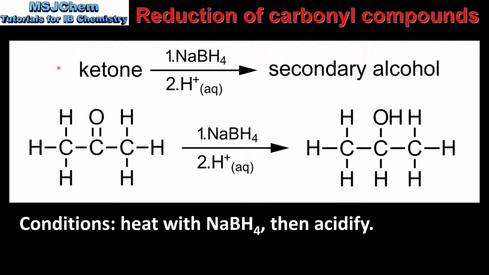Next, we have the reduction of ketones. So ketones can be reduced to form secondary alcohols. The reducing agent can be either sodium borohydride or lithium aluminium hydride. In this example reaction, we have a ketone, which is propanone, being reduced to form propan-2-ol, which is a secondary alcohol. The conditions are heat with a reducing agent and then acidify.